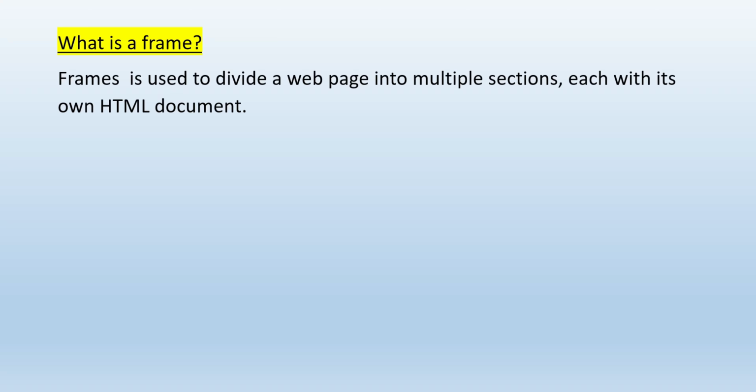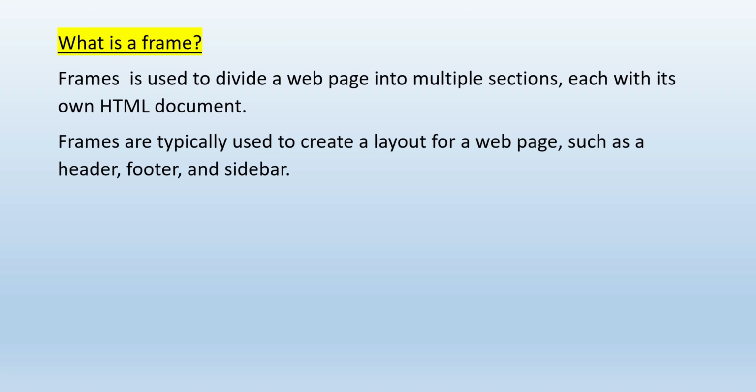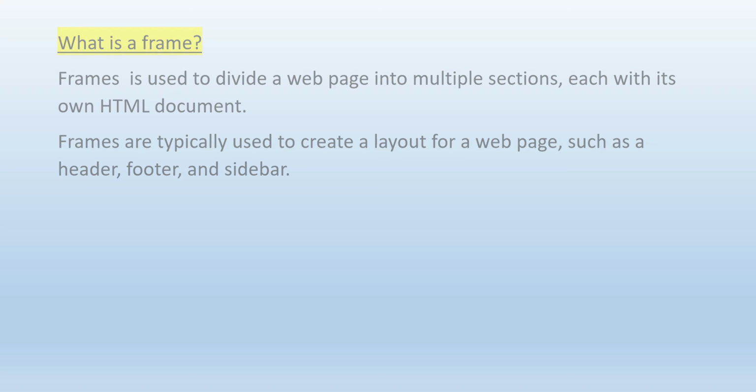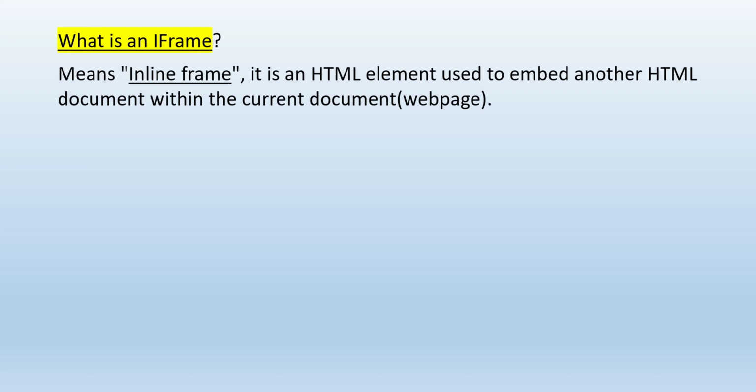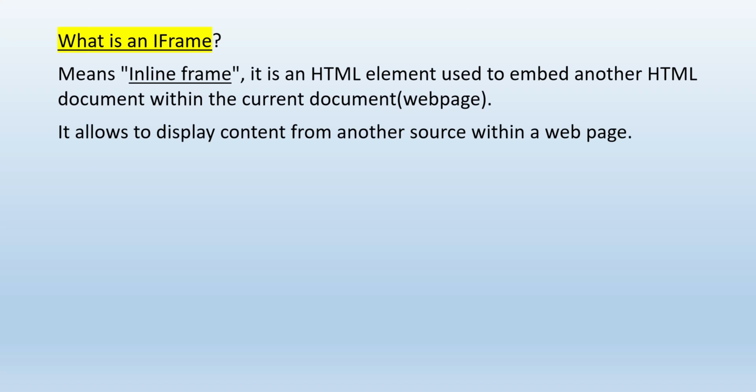A frame is used to divide a web page into multiple sections, each within its own HTML document. Frames are used to create a layout for a web page, such as header, footer, and sidebar. What is an iframe? An iframe is an inline frame. It is an HTML element used to embed another HTML document within the current document. It will display the content of one web page in another web page.